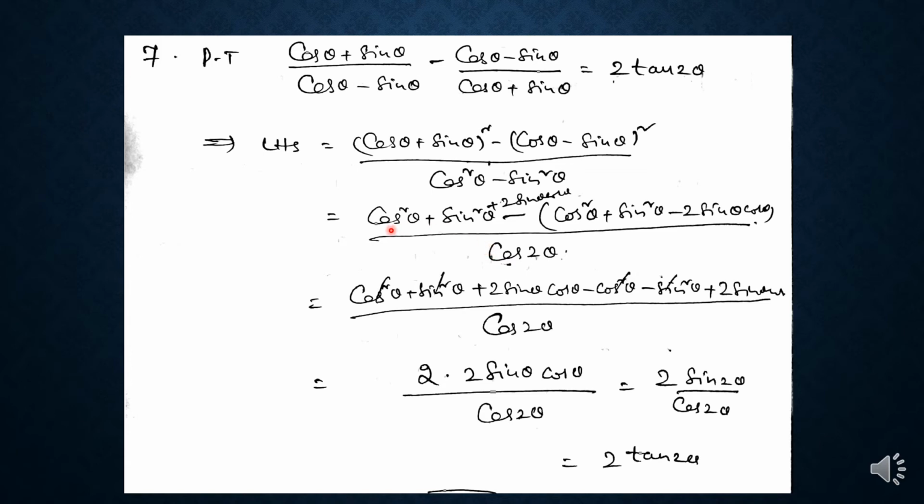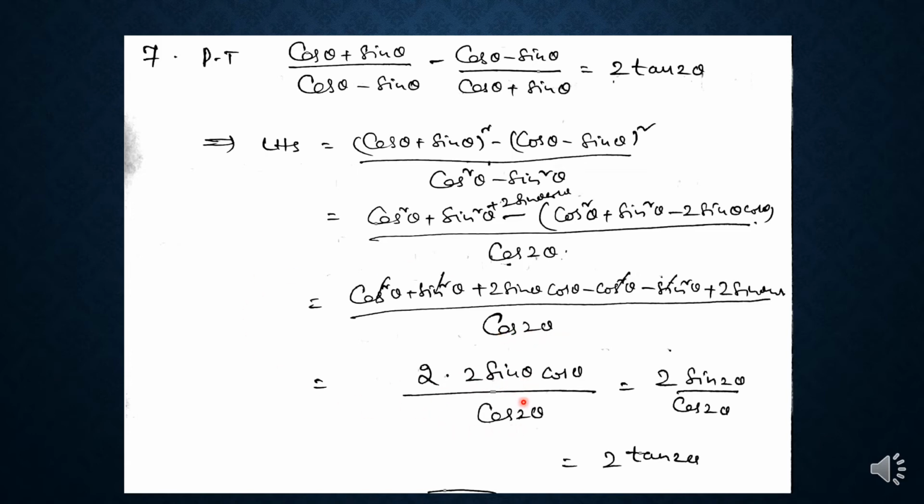So here cos square theta plus sin square theta is 1, and here also cos square theta plus sin square theta is 1. So we can cancel these terms, cos square theta minus cos square theta and plus sin square theta and minus sin square theta. Here we will get plus 2 sin theta cos theta plus 2 sin theta cos theta, that is 4 sin theta cos theta, or we can write it as 2 into 2 sin theta cos theta divided by cos 2 theta.